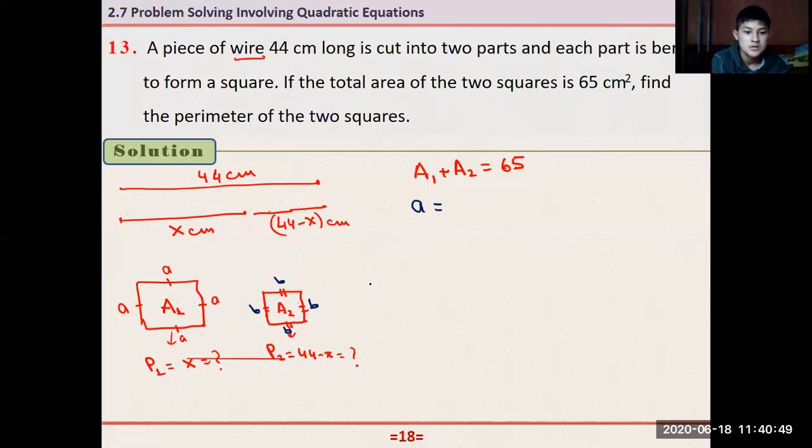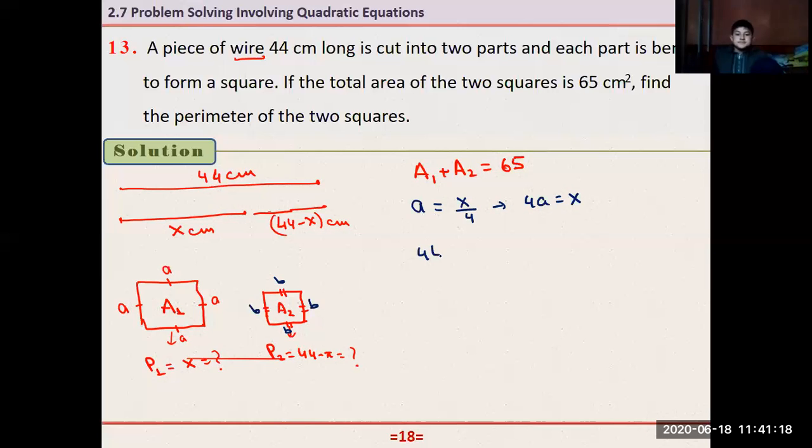A square. It is x over 4. Because here a plus a plus a plus a, that is 4a. That's equal to x centimeters, right? Because using this piece of wire, we made a square. So it is a plus a plus a plus a, that's equal to x. From here, if you divide both sides by 4, we get a equals x over 4.